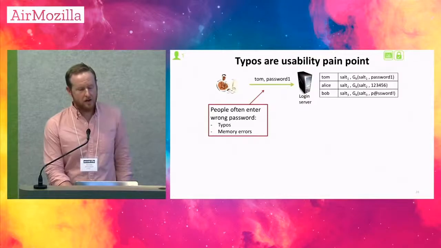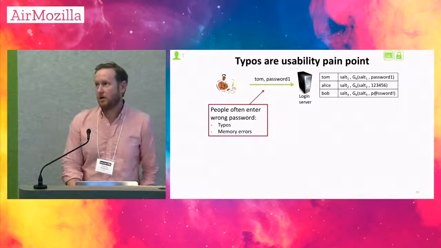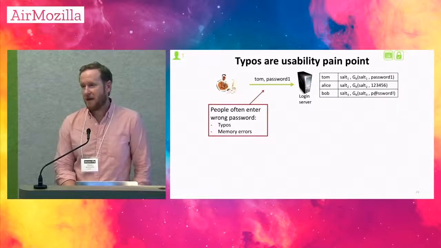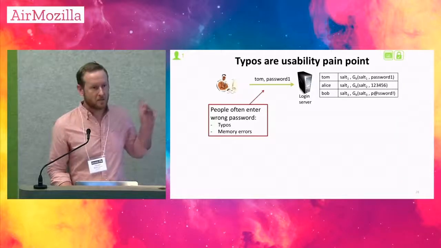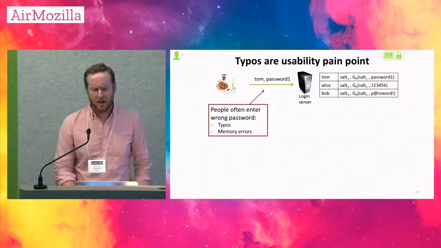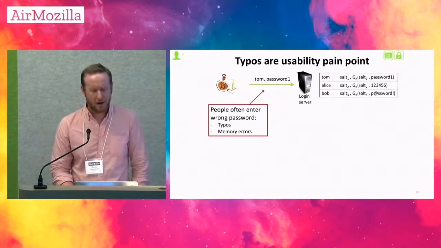The starting point for this work, for me, was pretty much that I can't type my password very well. My password is not password1, and I mistype my password a lot. In fact, when we did measurements later, I mistyped my password a scary amount of the time, like 35% of the time.